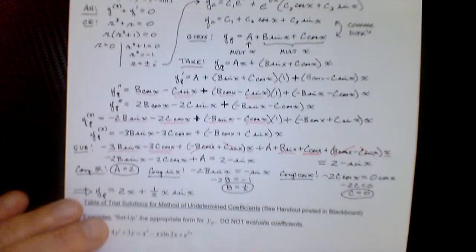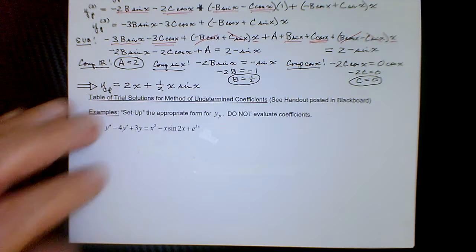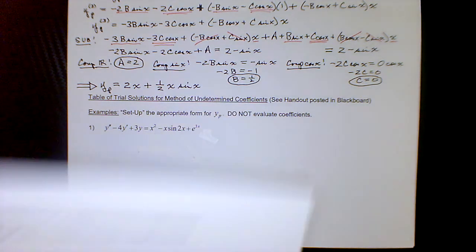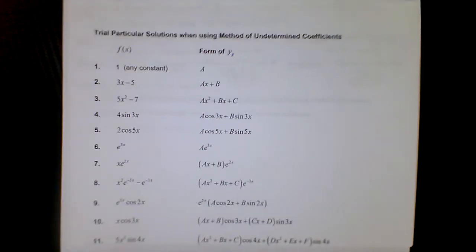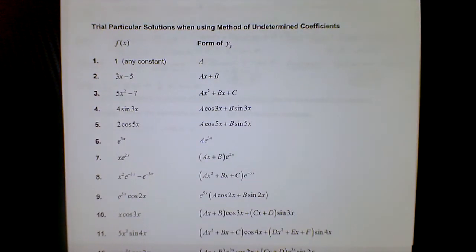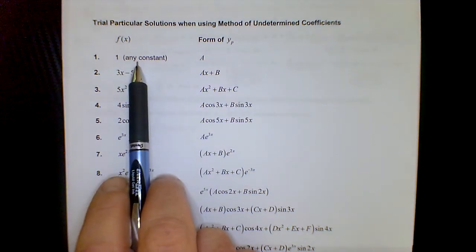As I mentioned at the end of the last lecture, there's a table of trial solutions posted in Blackboard under the folder that says Exam 3 Handouts, and this just helps us to write out the proposed solution when the function is a little bit more complicated. So just a couple quick things to point out.